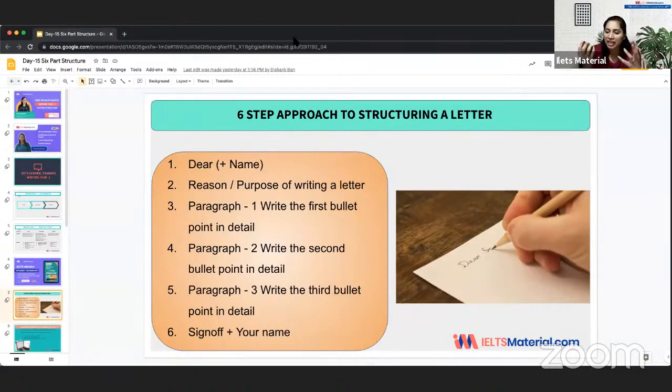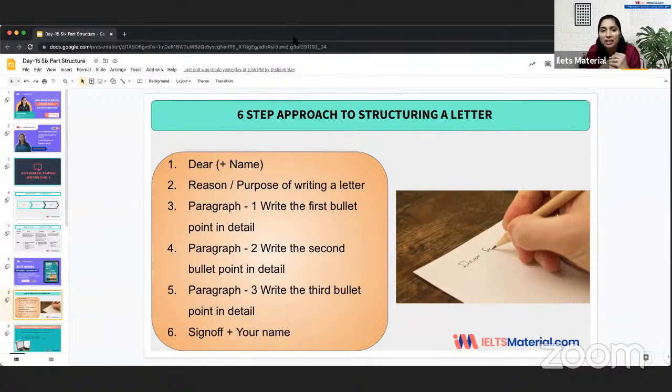If it is an application, if it is a job application, you write very clearly that the email is related to a job application. Just the same thing, you just have to take that subject and write it in the first paragraph.